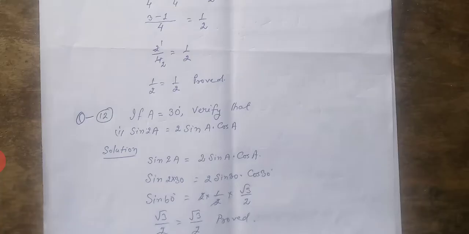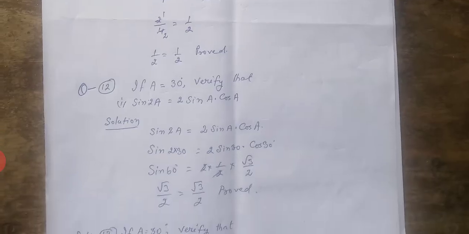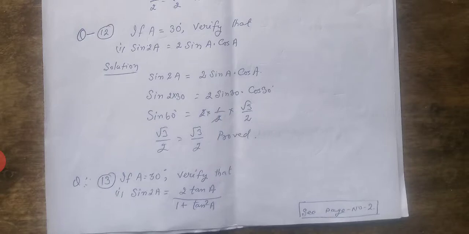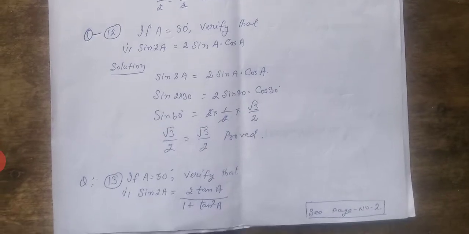Now question number 12, look at. If A is equal to 30 degree, verify that sin 2A is equal to 2 sin A into cos A. Solution start. Sin 2A is equal to 2 sin A into cos A. Sin 2 into A, where A is equal to 30 degree, which is given in the question, is equal to 2 into sin 30 degree into cos 30 degree. 30 into 2 is equal to 60 degree.